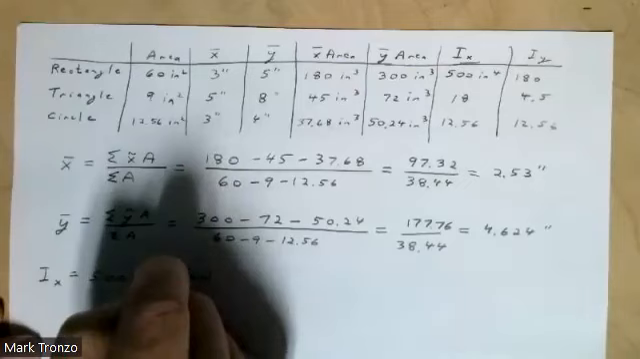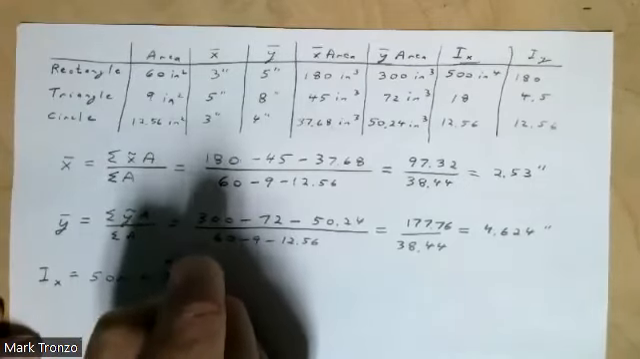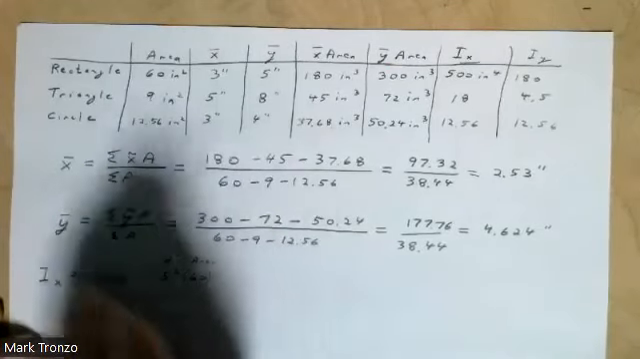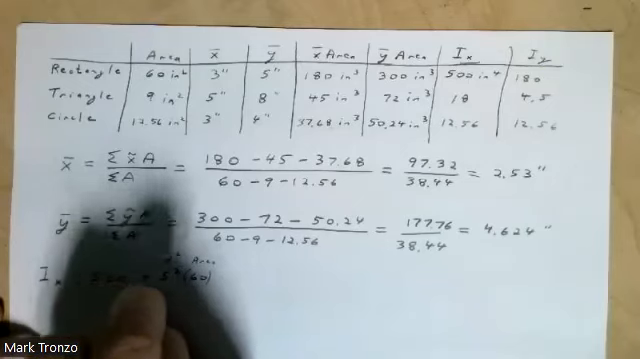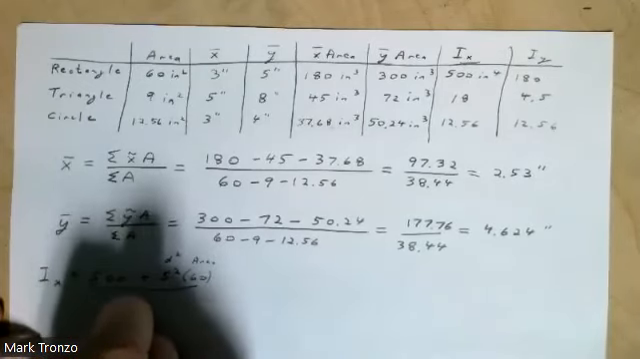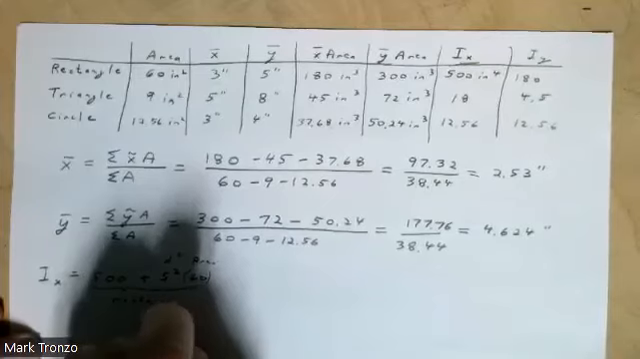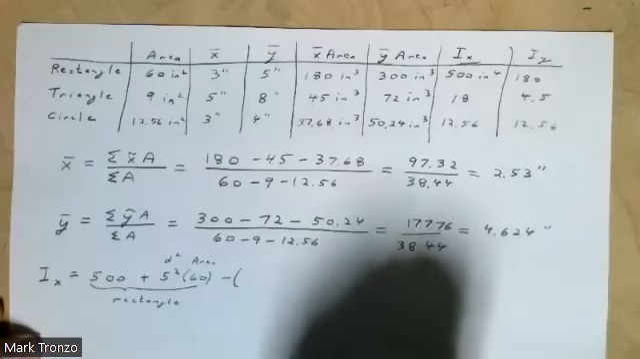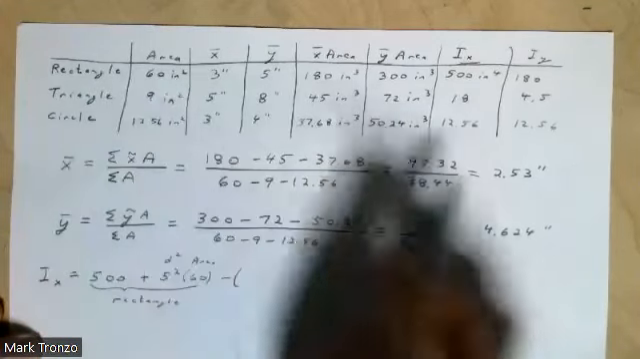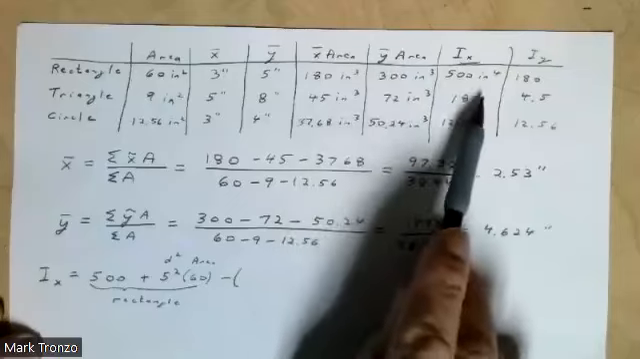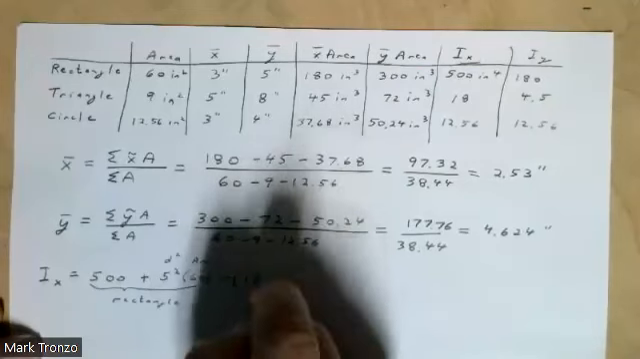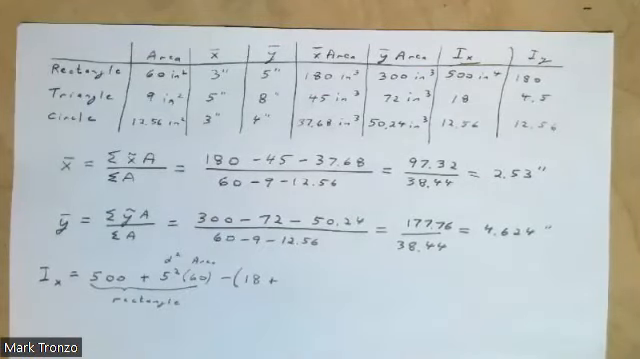Remember, when we do the parallel axis theorem, this has to be the distance squared, and this is the area. And this is the moment of inertia over here. So again, this is all for the rectangle. And then we're going to subtract out the triangle. Again, over here, the triangle, the moment was 18 plus the distance squared.